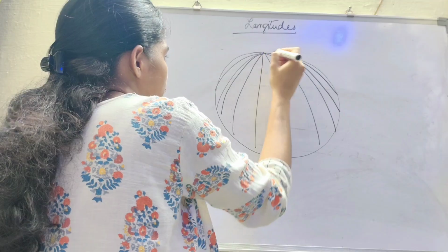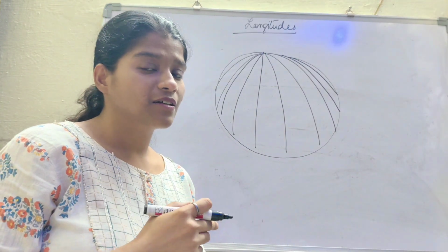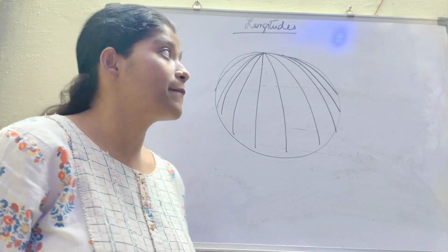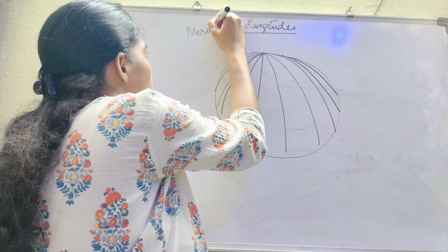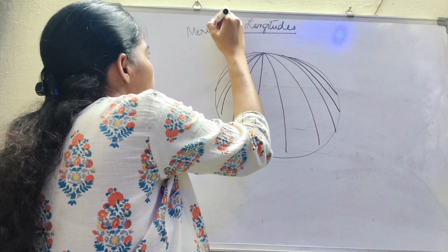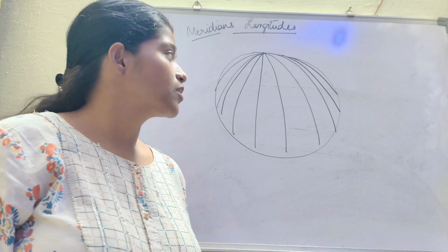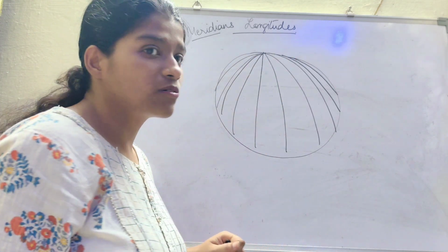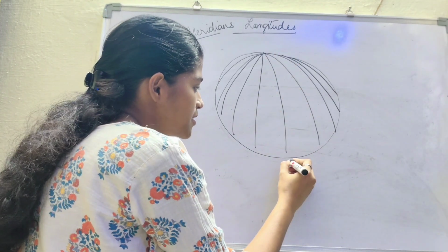These vertical lines which you see on the globe are the lines of longitude. The lines of longitude are also known as the meridians of longitude. Remember, whenever we are studying longitudes, there is a baseline. That baseline is 0 degree.